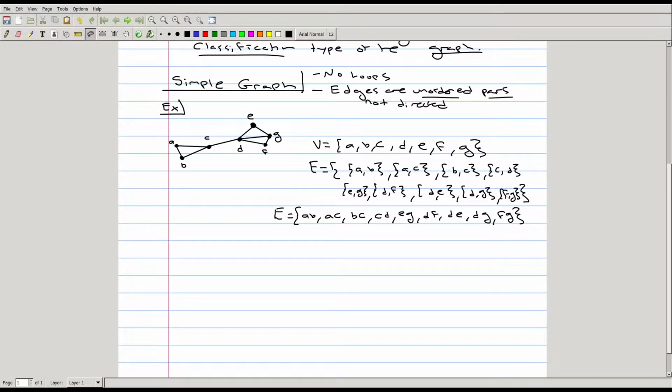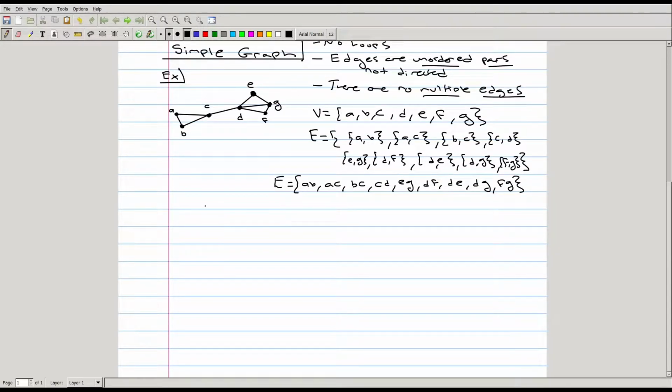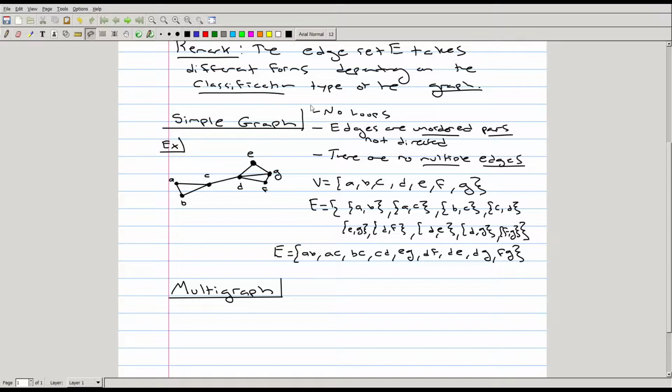And there's one more classification for a graph to be a simple graph, and that's that there are no multiple edges, or each two vertices are connected by one and only one edge. And this brings to mind the next classification, which is called a multigraph. And this is characterized by no loops, and that the edges are still unordered pairs because they're not directed.